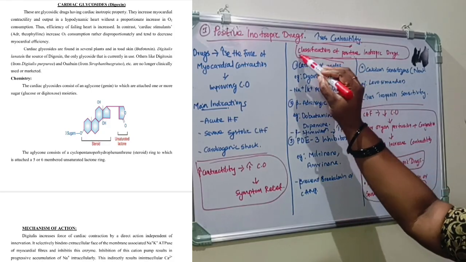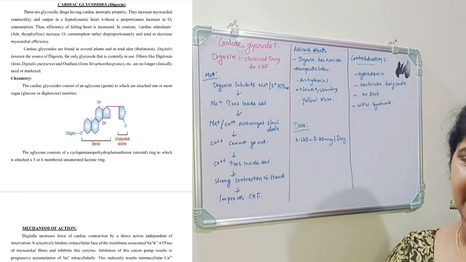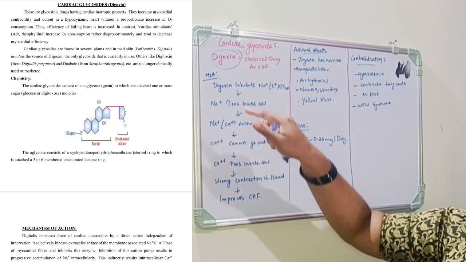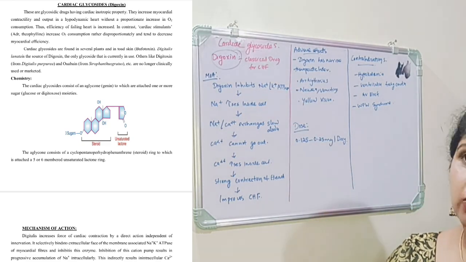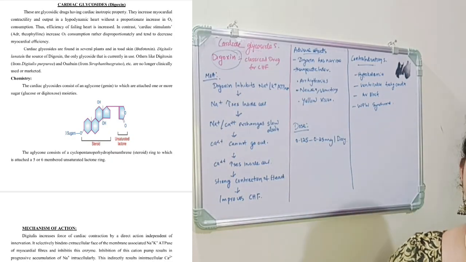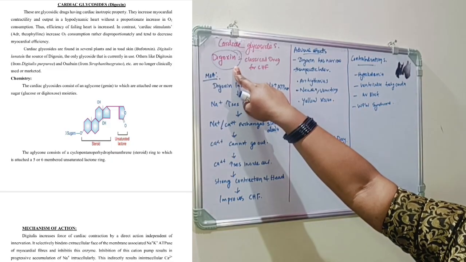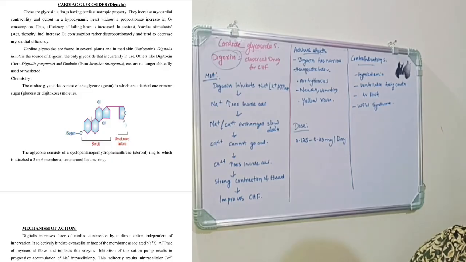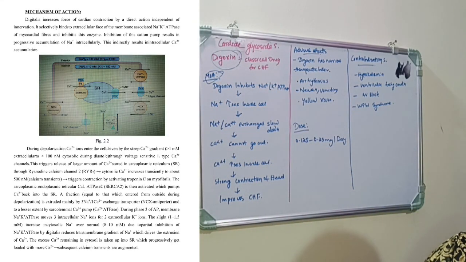Now we will see the cardiac glycosides. Let's discuss the cardiac glycosides. The example is digoxin. Digoxin is a classical drug for your CHF. As I said previously, we will give digoxin in oral form. Keep it in mind. The main part of this is the mechanism, how it works on the body.